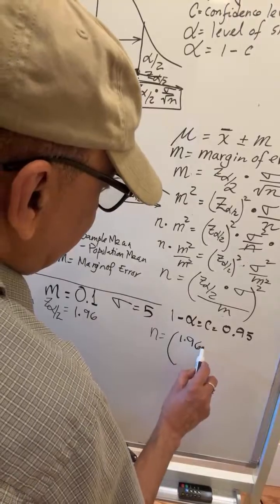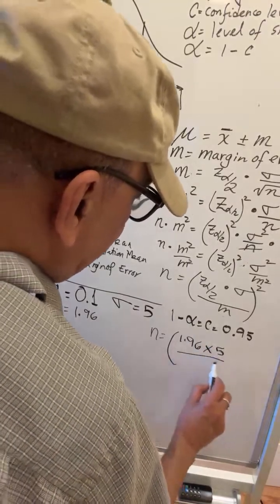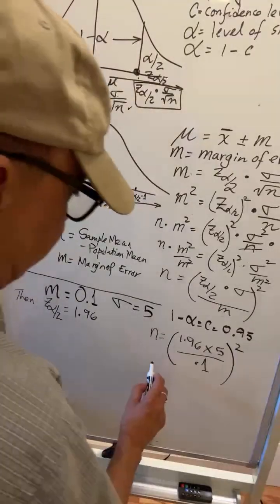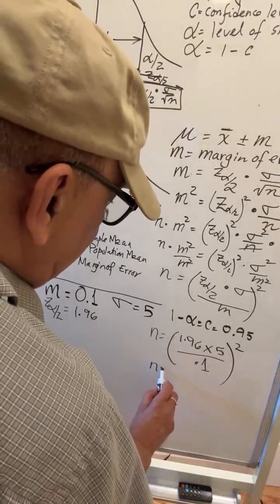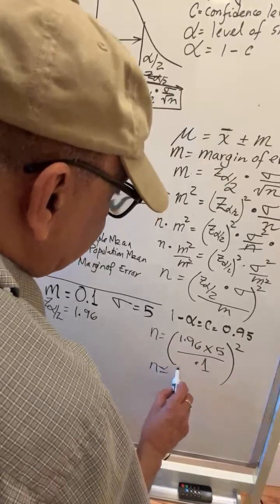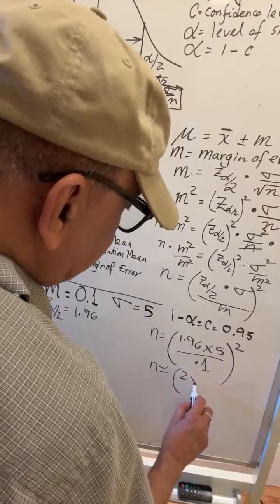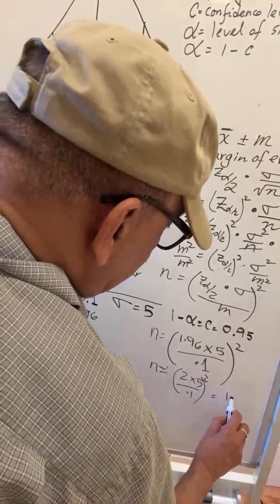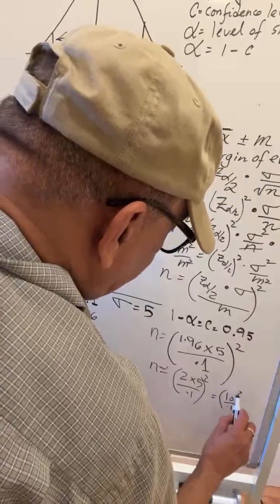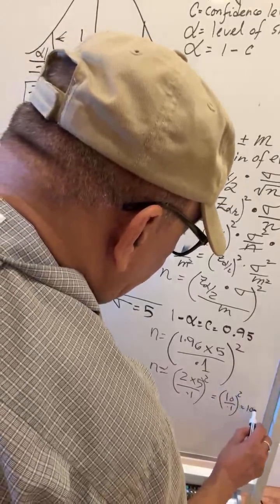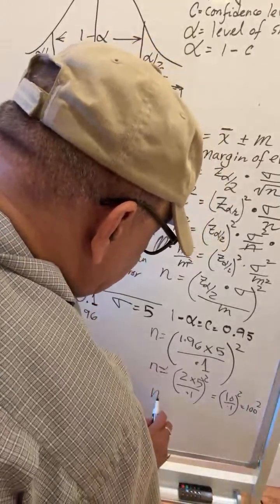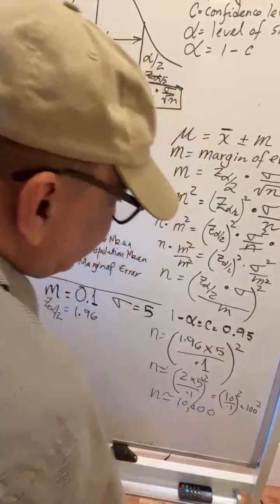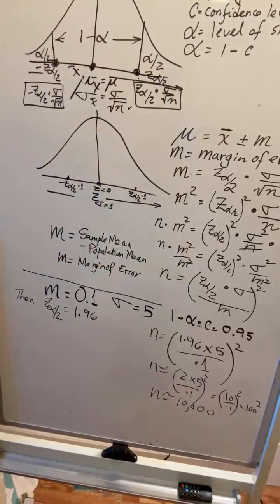So n becomes equal to 1.96 times 5 divided by 0.1, squared. Okay, so we can do an approximation calculation. This is almost equal to 2 times 5 divided by 0.1 squared, which is 10 divided by 0.1 squared, or 100 squared. So sample size is pretty large, 100 and then 2 zeros, 10,000. Okay, this is of course a ballpark calculation, but you get the idea.